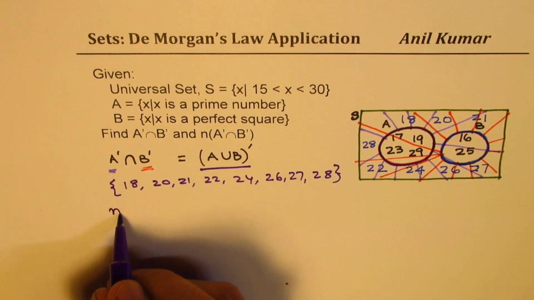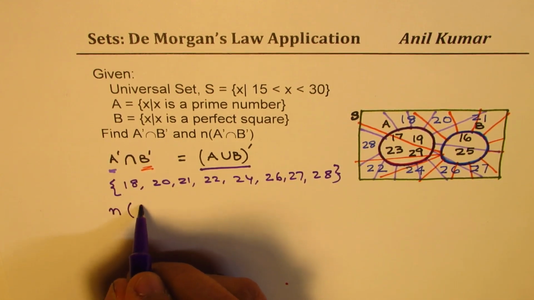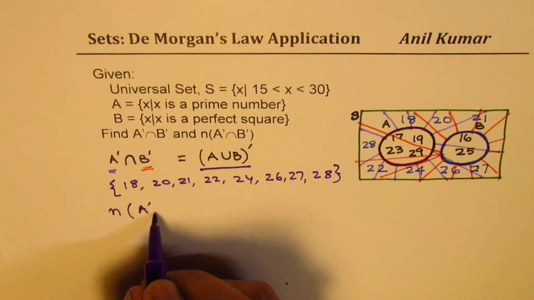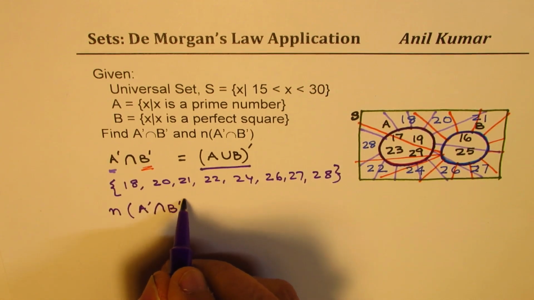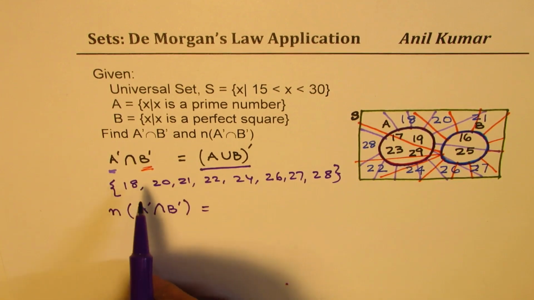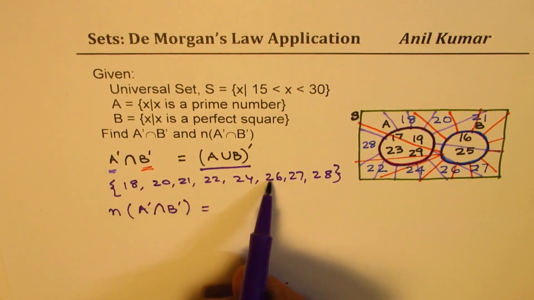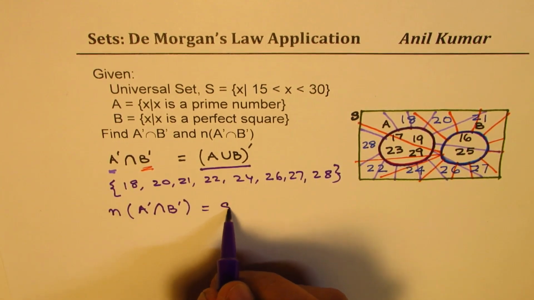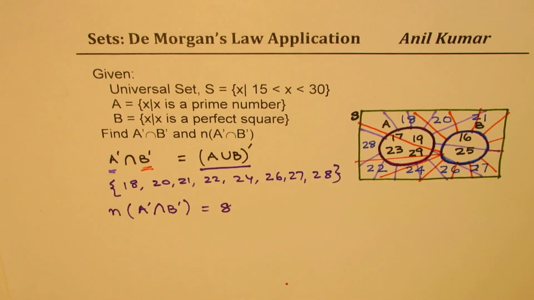And the number of these elements, which is complement intersection, or both complements intersection, is, count them, 1, 2, 3, 4, 5, 6, 7, 8. So we get 8 as our answer. Perfect. So that is how you're going to answer this particular question.